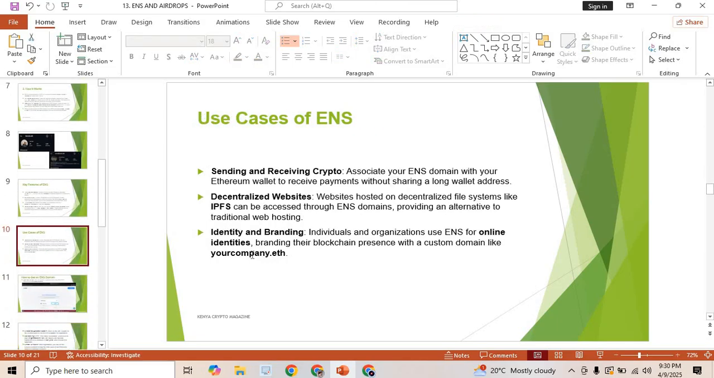So let's look at use cases of ENS. Number one, what you've been mentioning all this while: you can send and receive crypto with your ENS name, wanjikokaranja.eth.